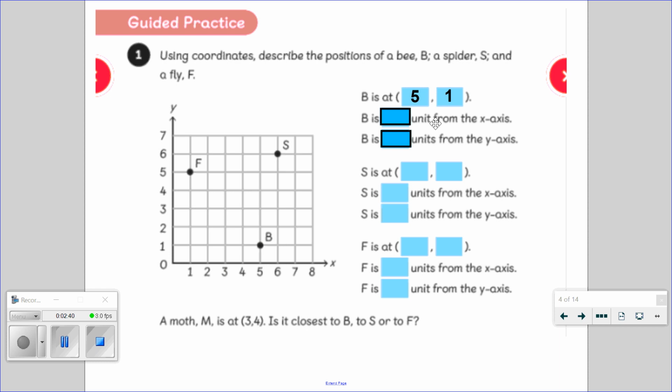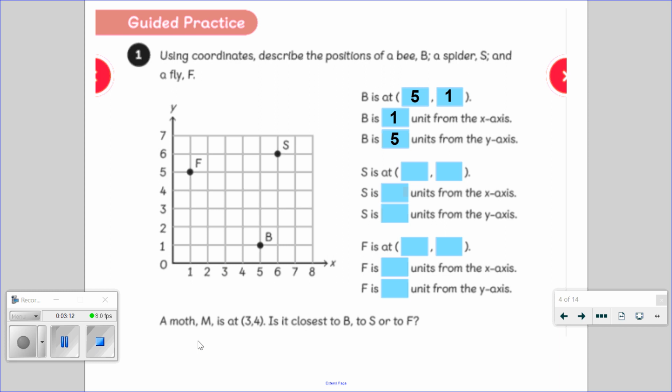Next, we have to say how many units B is from the x-axis. So here's the x-axis, and it is 1 unit away. It also asks us how many units B is from the y-axis. Here is the y-axis, and we can see that it is 5 units away. So now you need to do the same for the spider and the fly.